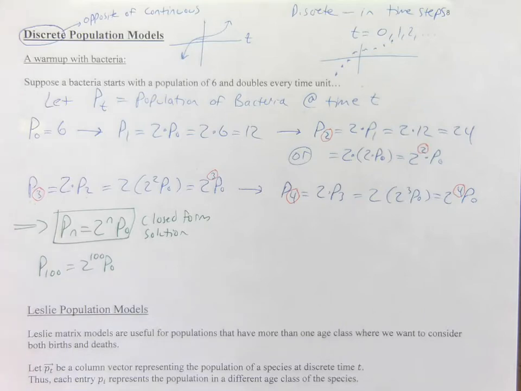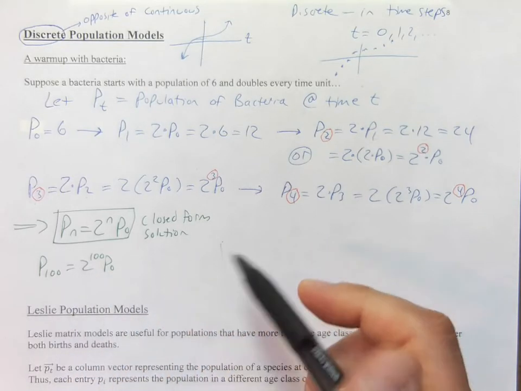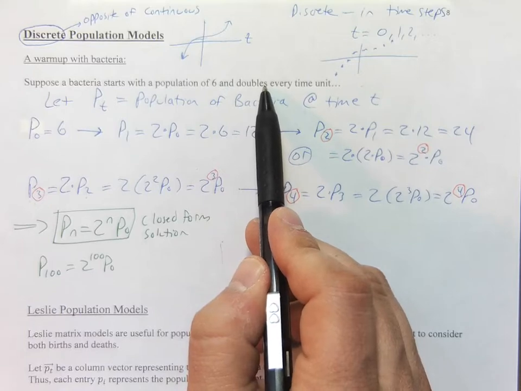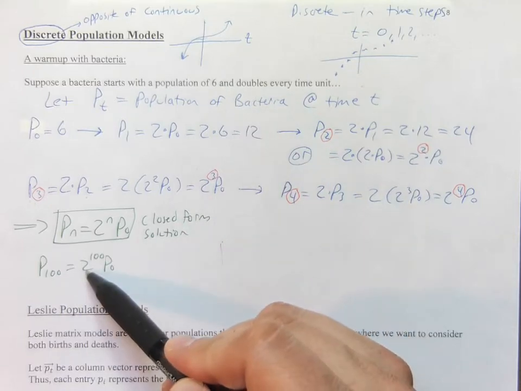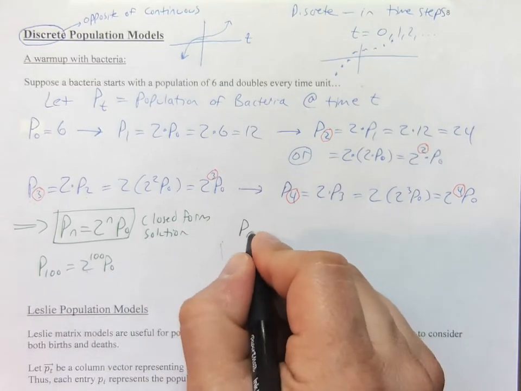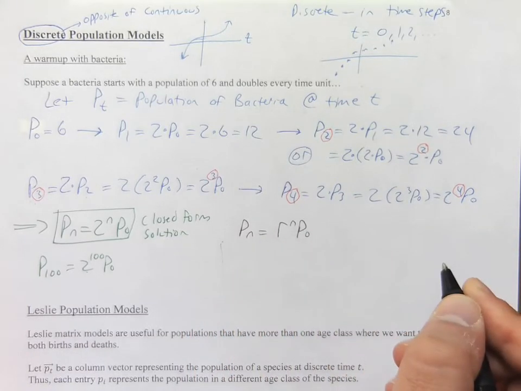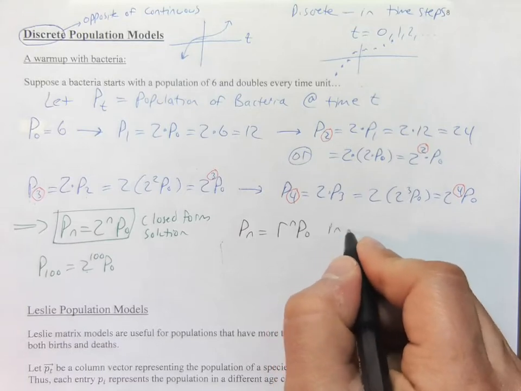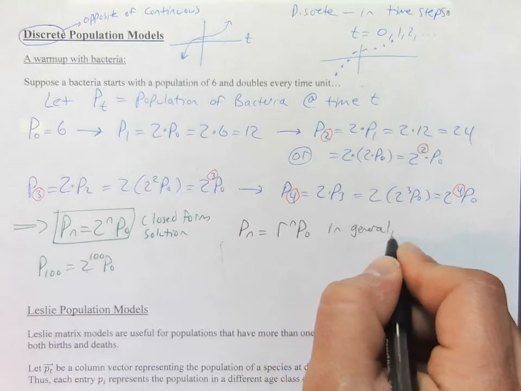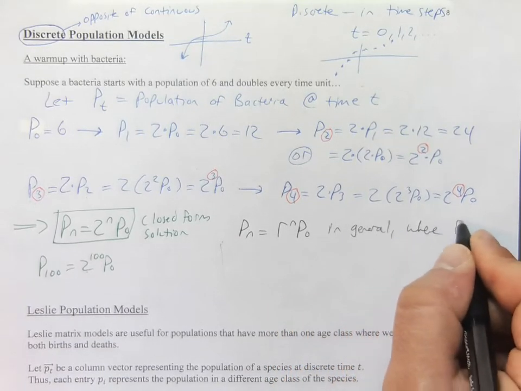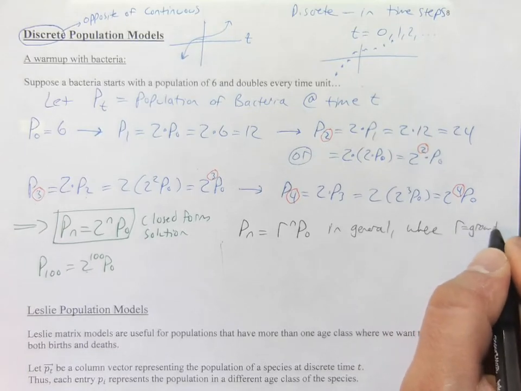Okay, let's generalize this. This 2 came from the fact that the population doubled every time step. That's why we ended up with a 2 there. And so in general, P_n is going to be r^n times P0, where r is the growth rate.